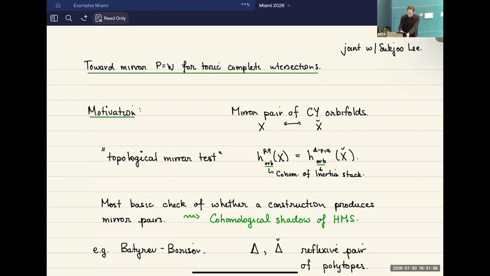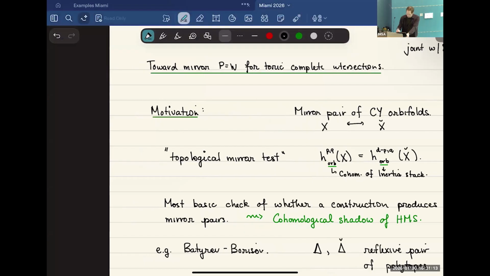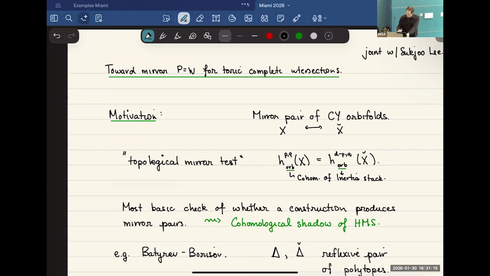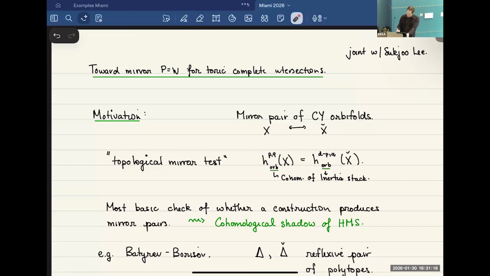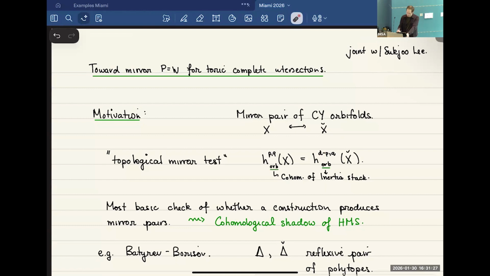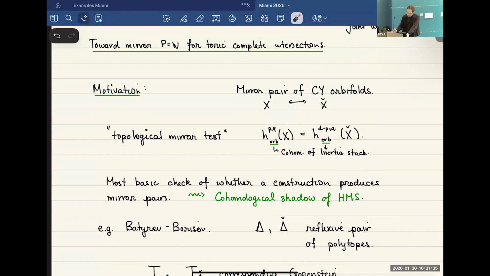So the Hodge numbers should satisfy this relation. D is the dimension of the two Calabi-Yau varieties, and I'm going to look at orbifold cohomology here. It doesn't really matter for the purposes of this talk. You can take that to be usual cohomology. So this is the most basic check you can use to see whether two things actually produce mirrors. It should be a consequence of whichever form of mirror symmetry you're interested in.